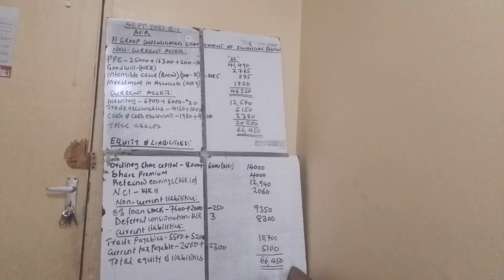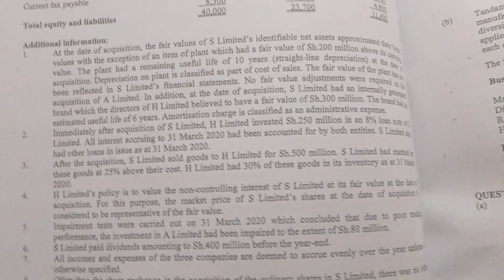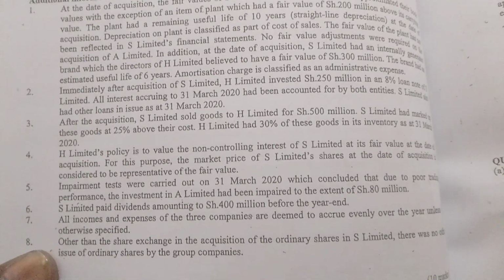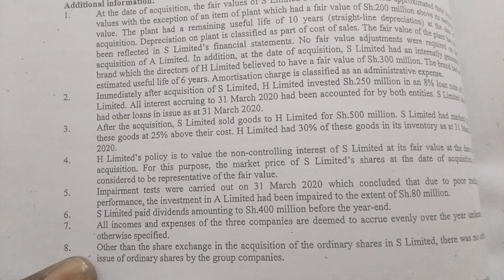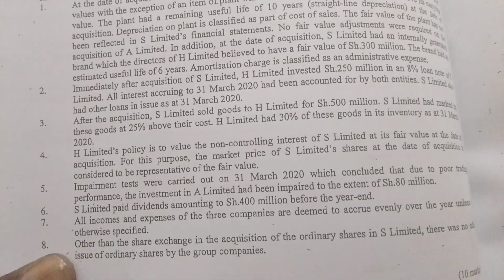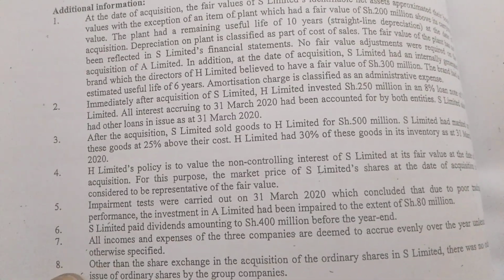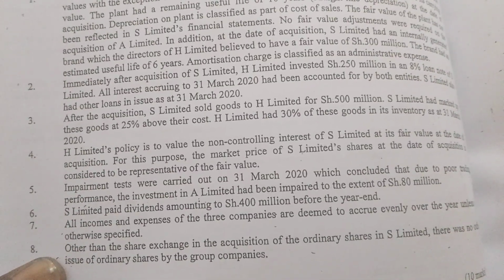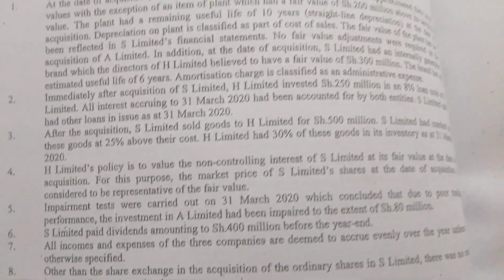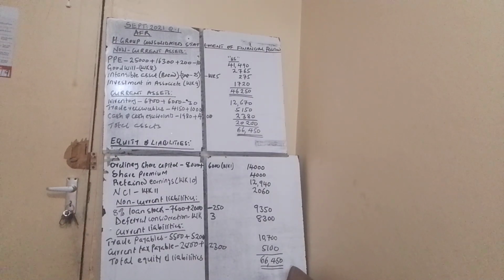Okay, go to working number 7, which is intra-company sale of goods. That is point number 3. Elaborate, point number 3 will be your working number 7. Point number 3. After the acquisition, S Limited sold goods to H Limited for shillings 500 million. S Limited marked up these goods at 25% above their cost. H Limited had 30 percent of these goods in its inventory as at 1st March 2020. So these are intra-company sales.